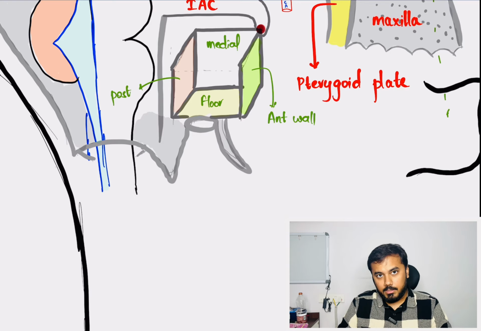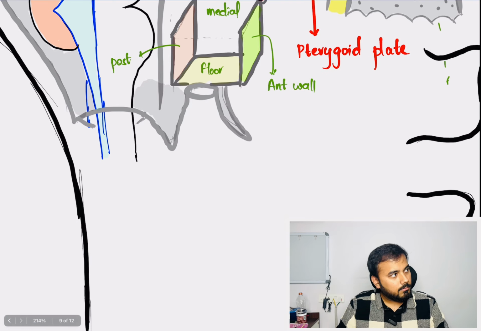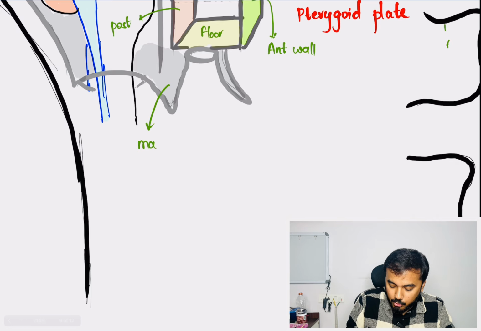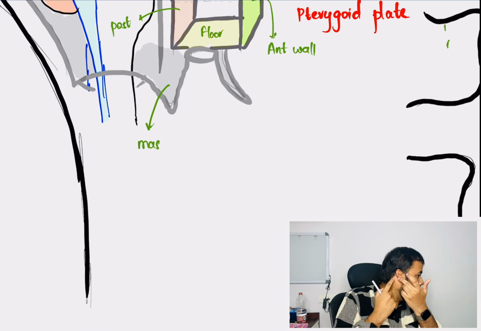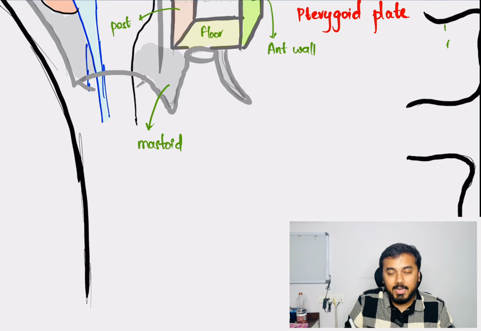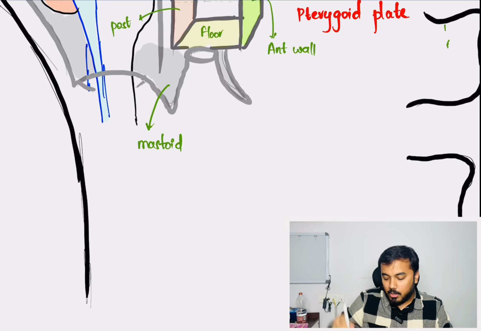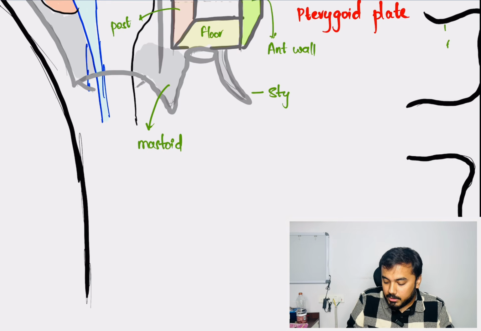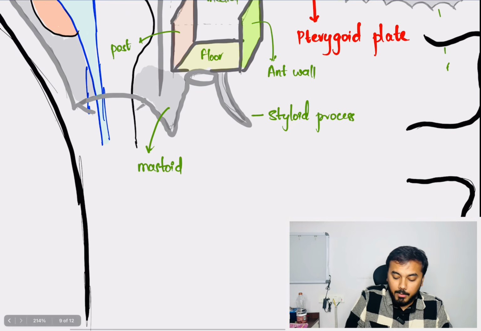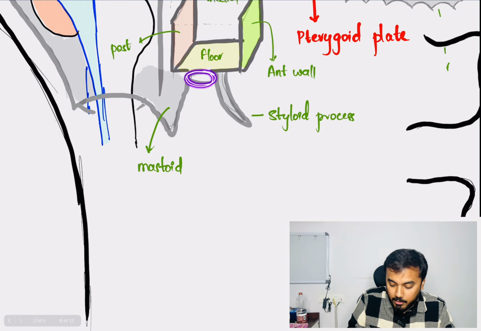Now apart from this, what do you need to know? What is this part over here? This is your mastoid bone. This is your mastoid bone over here. Near the mastoid bone, if I draw a process over here, that is your styloid process. And between the mastoid bone and styloid process, you see a foramen over here.